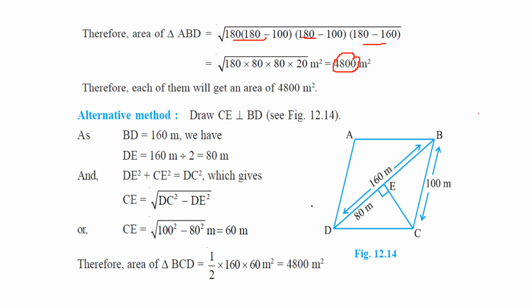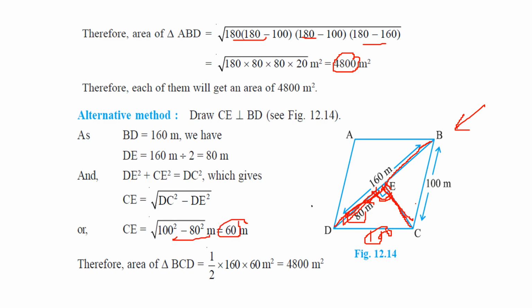Now in this case, because a rhombus has a special property, we know that this diagonal CE is a perpendicular bisector to this side. So this is 80, and this is 90 degree. This is 90 degree, so this is 80, and this is your height. How to find this height? It's quite easy, because this is 100. So 100 square minus 80 square will be this side, which is 60.